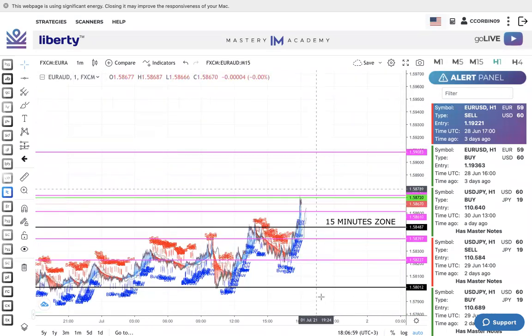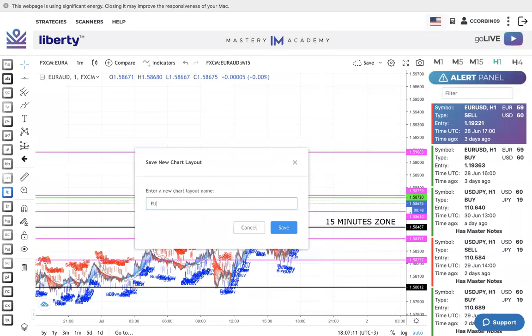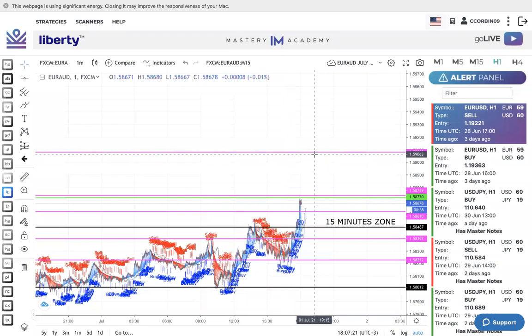Now, when it comes to finding your entry points, we just did our markups for a very long time, right? So what you would do, let's just say Euro AUD is your favorite pair, you would just do your little markups, and you would click save. And I'm going to put Euro AUD July markups. Literally July markups, right?